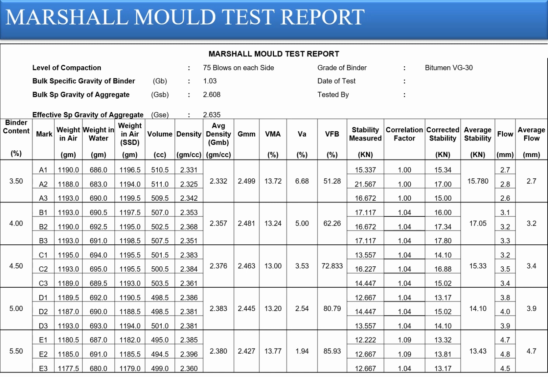Then you need to measure the stability in the Marshall stability apparatus, apply the required correction factor, calculate the corrected stability, and finally get the average stability of the 3 molds for that particular bitumen content. Similarly, you get the average flow also. That means you have the average density, average VMA, VA, VFB, average stability, and average flow at each percentage of bitumen content for the design mix.